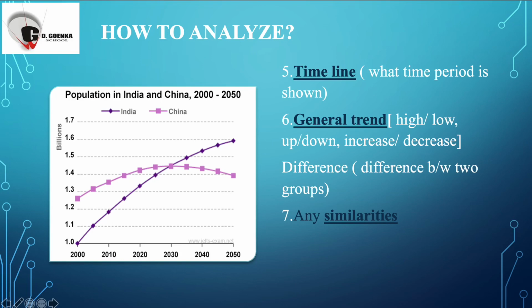Next is, are there any large differences between the countries or the group? If you notice this line graph, you'll see that over the 50 years, India is going to experience steady growth in its population and it will overtake China. So whatever difference or similarity you notice while going through the line graph, you will write in your paragraph.